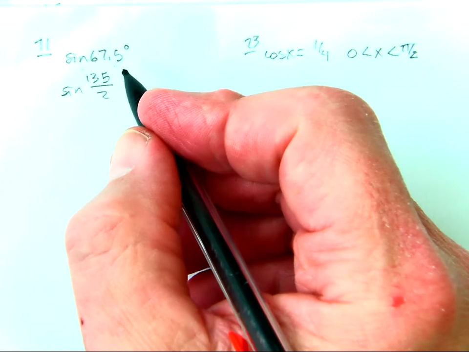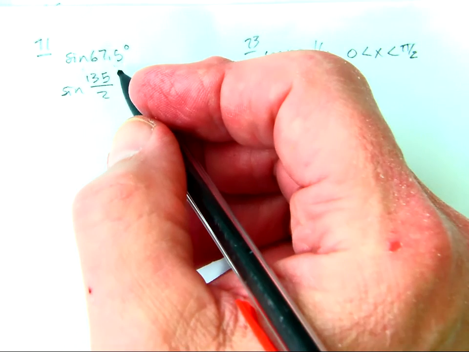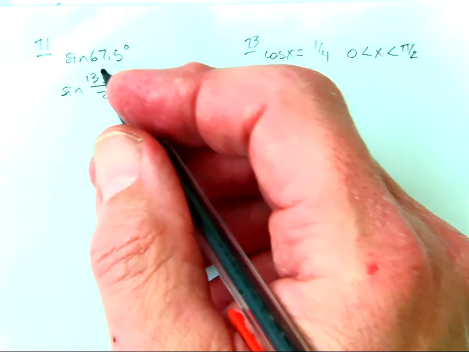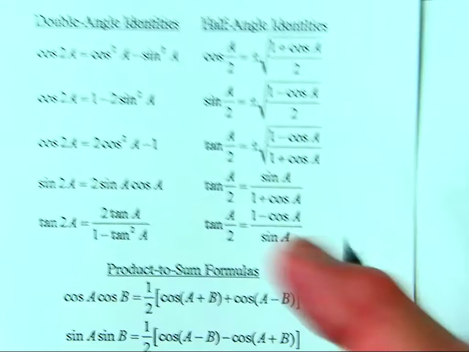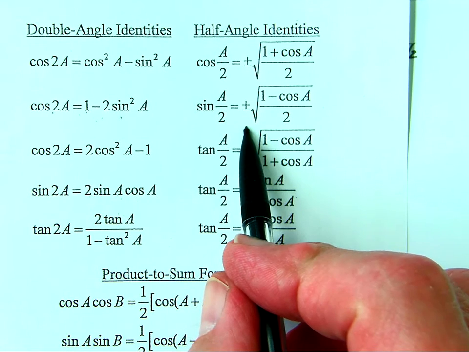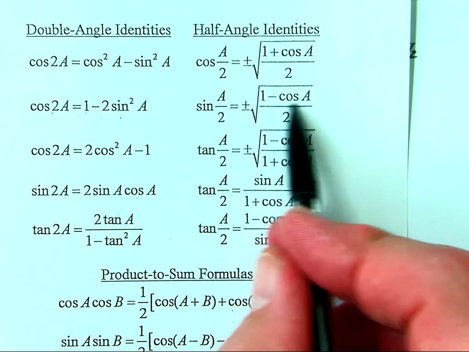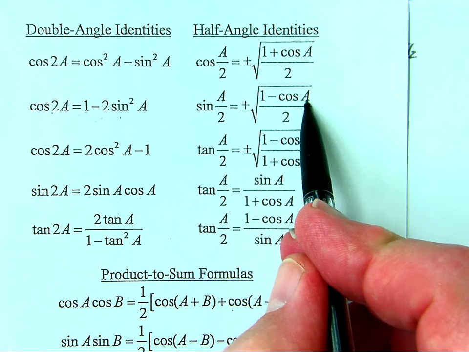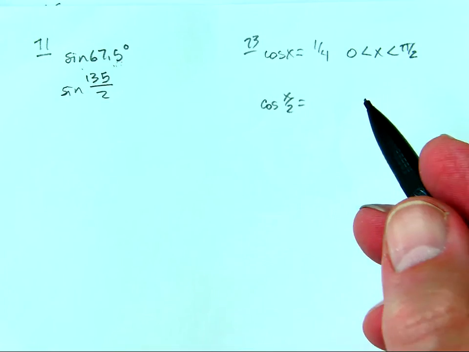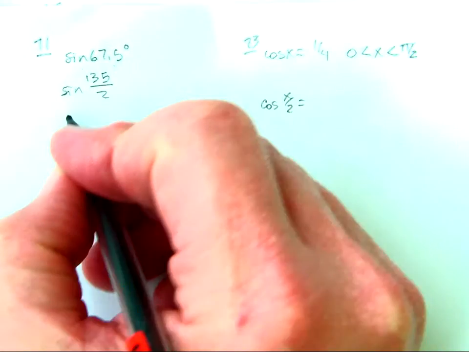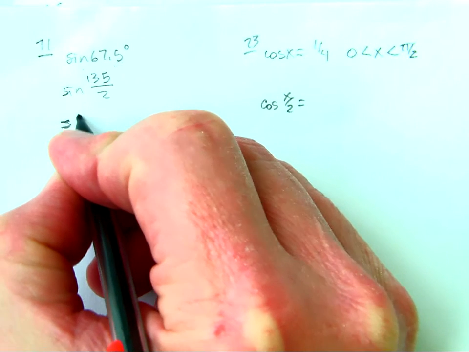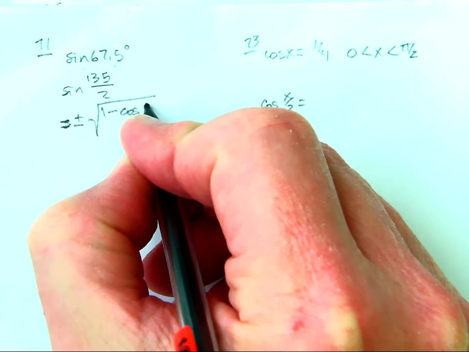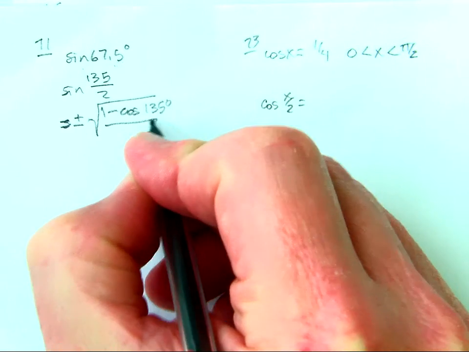Well, now that's a half angle. So we look at our identity sheet. We want to look for the half angle for sine. Well, the half angle for sine looks like that. So we're going to take that identity: plus or minus the square root of 1 minus cosine A over 2. Here, since we have a 135, our A is 135. So when we write that out, the identity says plus or minus the square root of 1 minus cosine A, again, A is 135, all over 2.